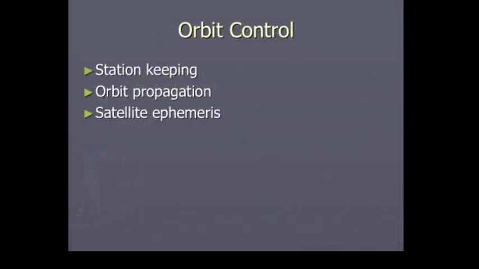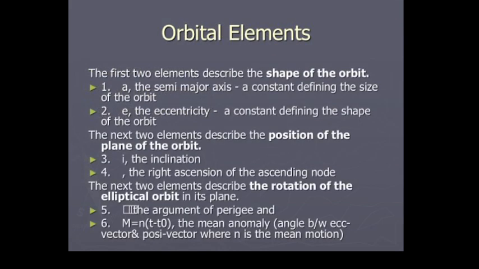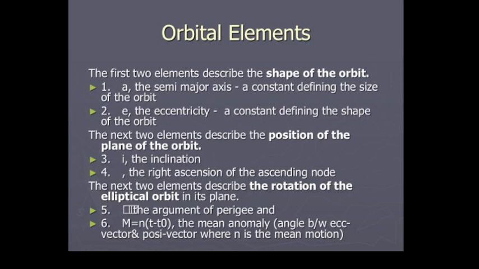Okay. The next 2 elements define the position of the plane of the orbit. They are the inclination and the right ascension of the ascending node. Inclination means the angle at which the orbital plane is tilted with respect to the equatorial plane. What is the angle made by the orbital plane with respect to the equatorial plane? That is the inclination. So inclination and the right ascension of the ascending node.